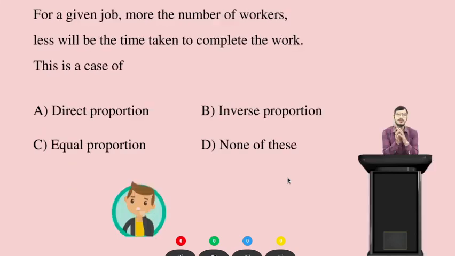Now it's question time, students. I have a question for you. For a given job, the more the number of workers, the less will be the time taken to complete the work. I am giving you 30 seconds. Which option is correct here? This is a case of direct proportion, inverse proportion, equal proportion, or none of these. Which option is correct here?